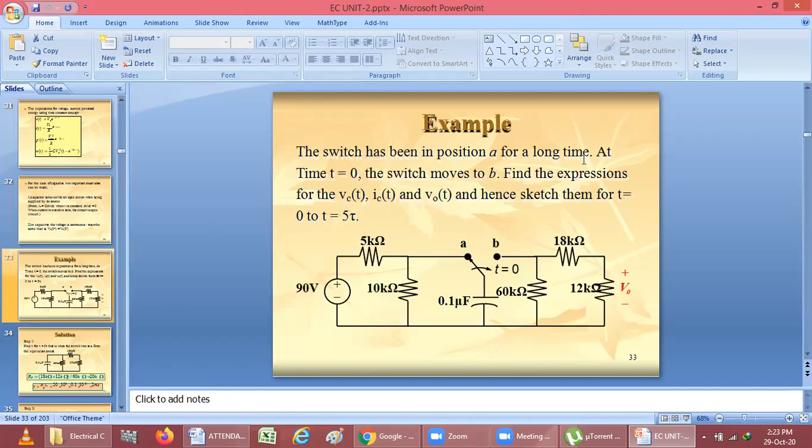Now you can see here, this is the RC circuit. Again, we will revise because we have 4 minutes, so we can revise this RC circuit also. Here we have the resistor, voltage source, and the value of the capacitor. They have given that the switch has been in position A for a long time, and at time t equal to 0, the switch moves to B. Find the expression for voltage, current, and output voltage flowing through this resistor.